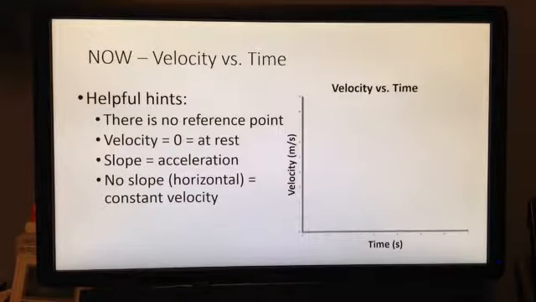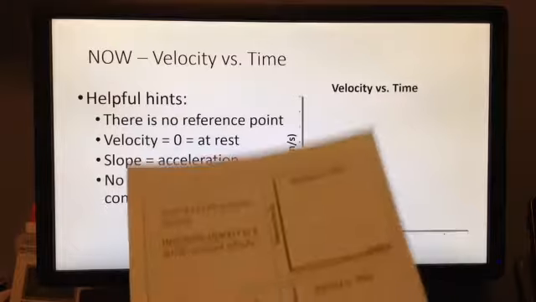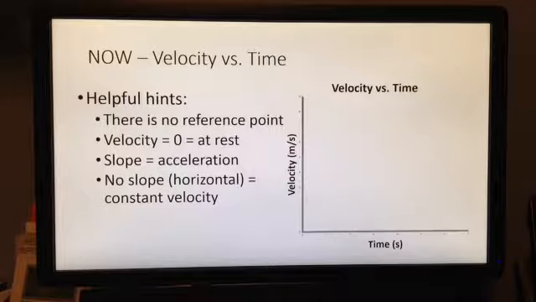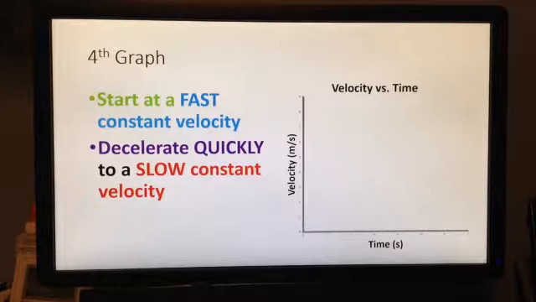Now, the backside of the worksheet: 3 velocity versus time graphs. Helpful hints for velocity versus time graphs. There is no reference point. The velocity is equal to 0 when the object is at rest. So down here, when the velocity is equal to 0, anywhere along here, the object is at rest. And the slope is equal to the acceleration, and if there is no slope, or it's horizontal, that's a constant velocity.